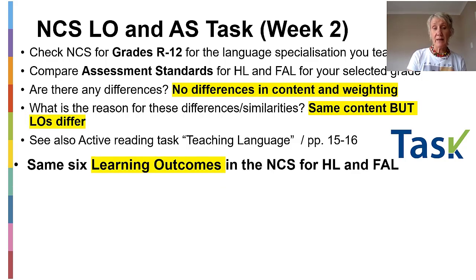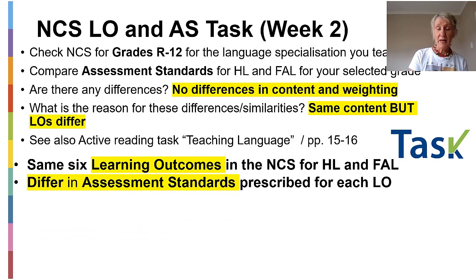Right, then I said, the learning outcomes, what about them? Well, they are the same for home language and first additional language. 6 learning outcomes. That is for your grades R to 12, R to 9. They're different assessment standards, however, for each prescribed LO. So although the learning outcomes are the same, the actual assessment standards for each LO are different.